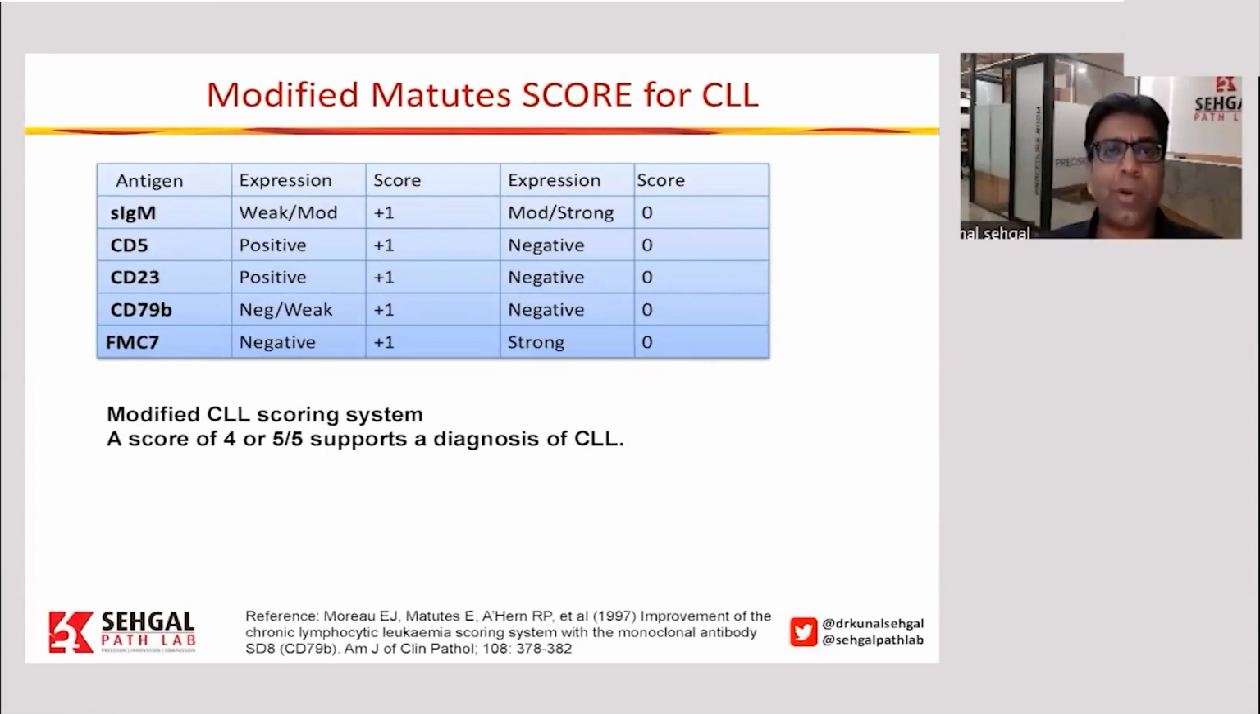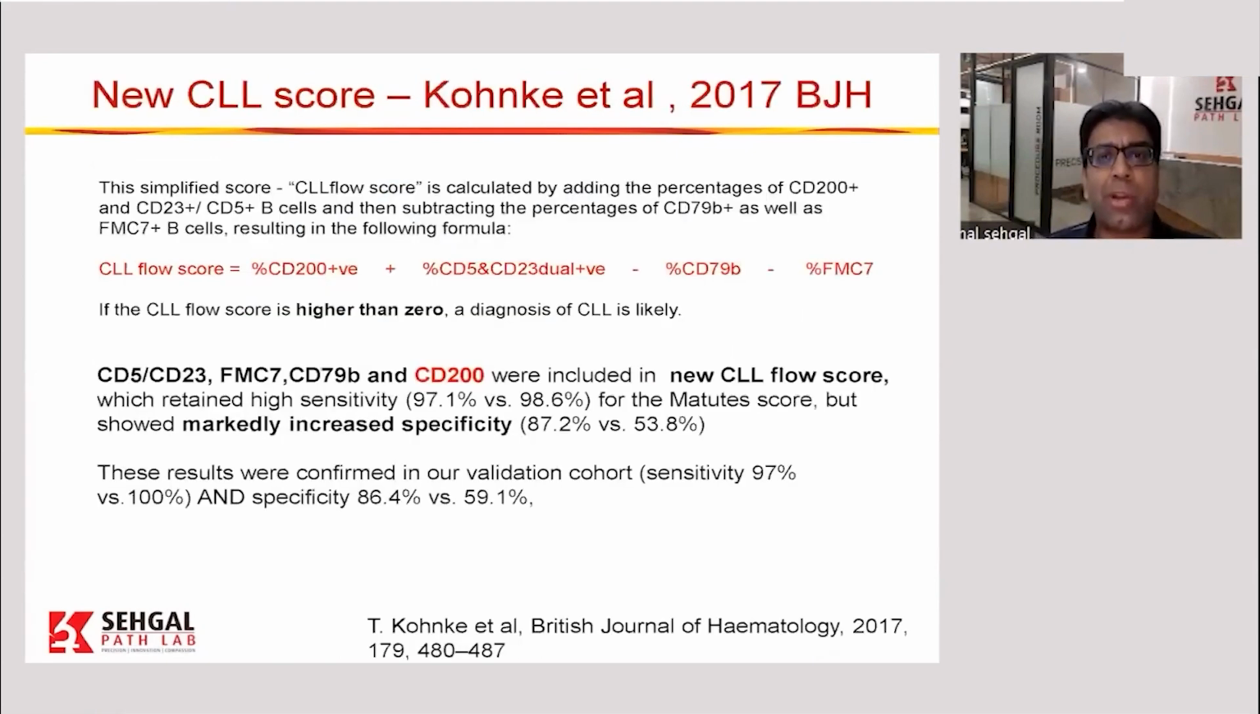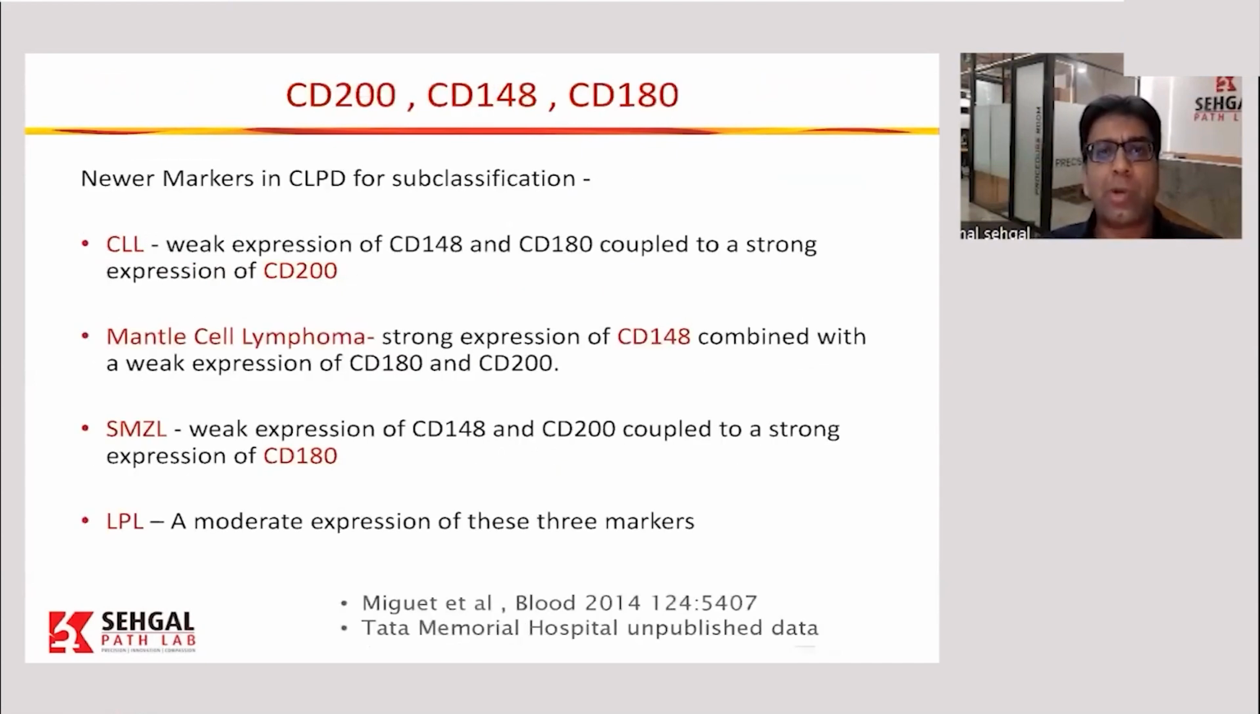Typically for CLL diagnosis, we had the old Matutes score, which many of us would have used, involving these antibodies: surface IgM, CD5, CD23, CD79b and FMC7. Over the years, newer markers have arrived, and this 2017 BJH article emphasizes the role of CD200, which we're going to see as part of the new CLL score, which had markedly increased specificity for the diagnosis of CLL.